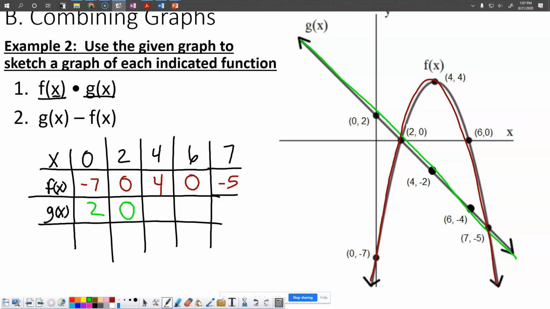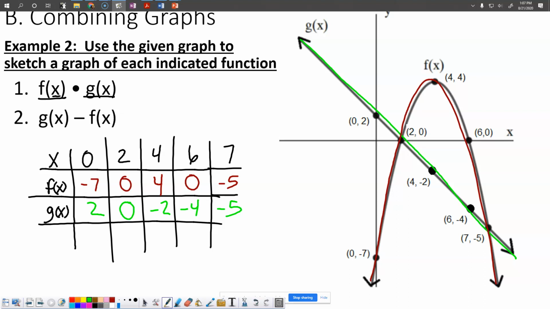How about when x is 4? When x is 4, on the green function, the y value is -2. When x is 6 for the green function, the y value is -4. And then finally, once again, the two lines cross at 7, -5, so they both have the same y value there. All right, so there's my table.